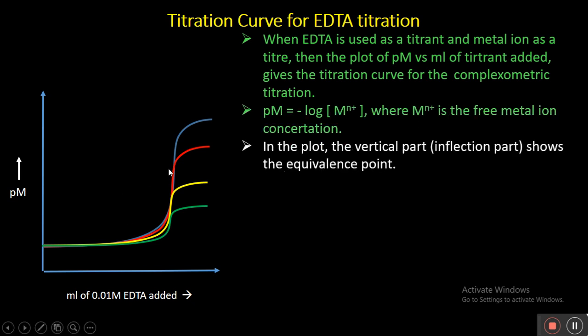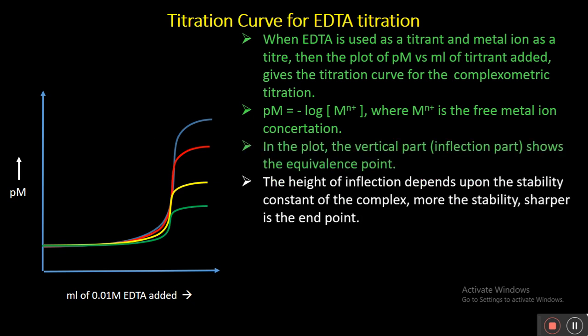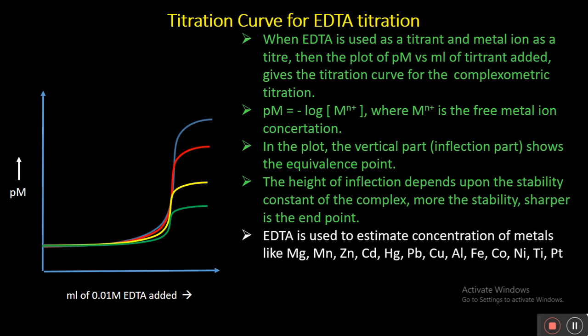Now in this plot, this vertical part shows the equivalence point. The height of inflection depends upon the stability constant of the complex. The greater the stability constant, the sharper is the end point. The height of inflection means this part, this height part. This depends on the stability constant, or the formation constant, of our metal-EDTA complex.